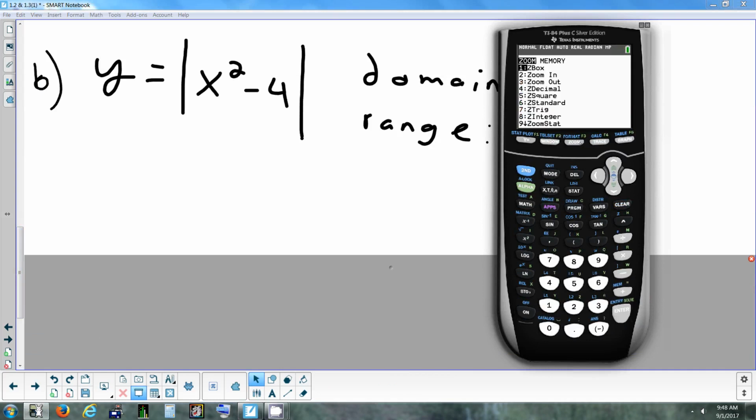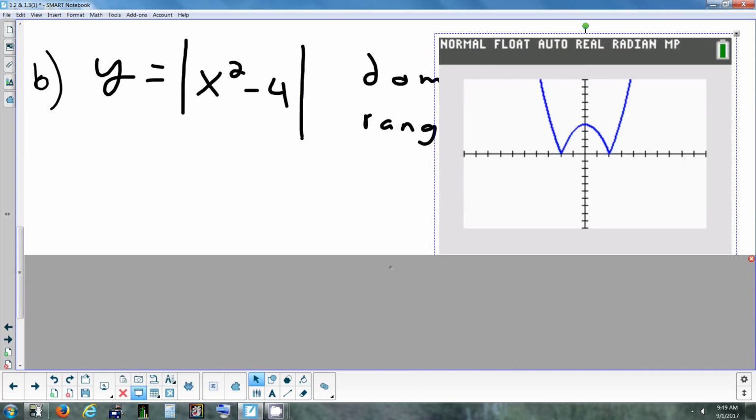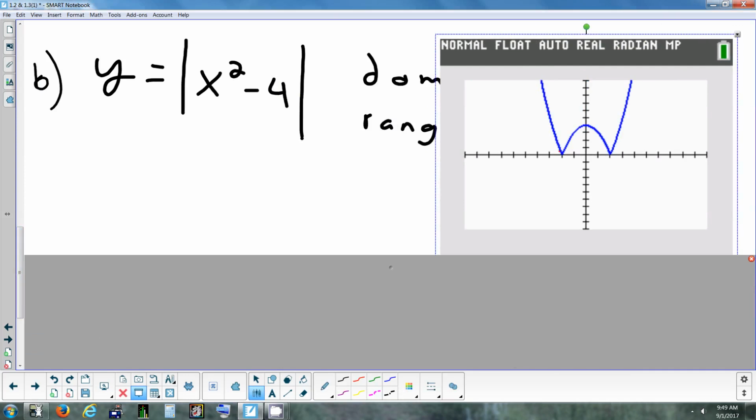Okay. I'm going to do zoom 6 just so you can see what this looks like. It's a parabola that wants to go negative, but it can't because you put absolute values around it. What this parabola really wants to do is go like this. This section that's in blue wants to kind of flip down, but it can't because of the absolute values.